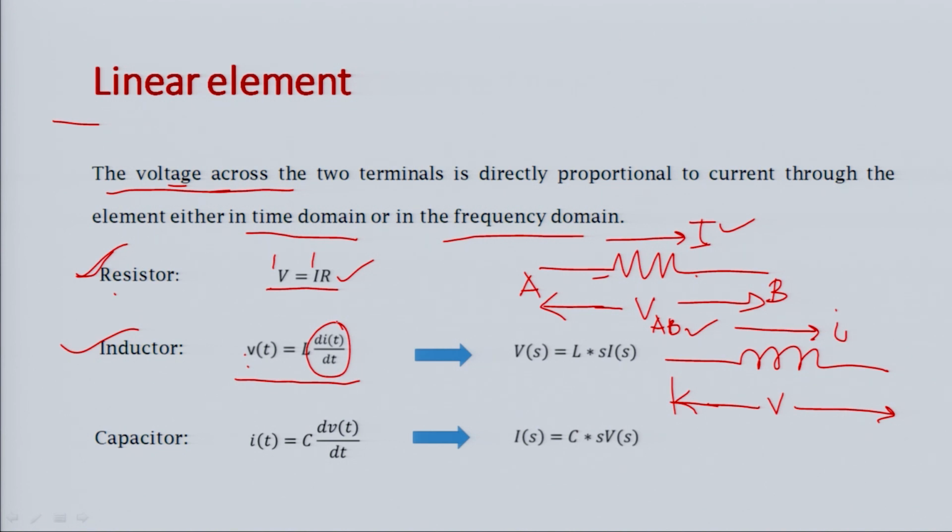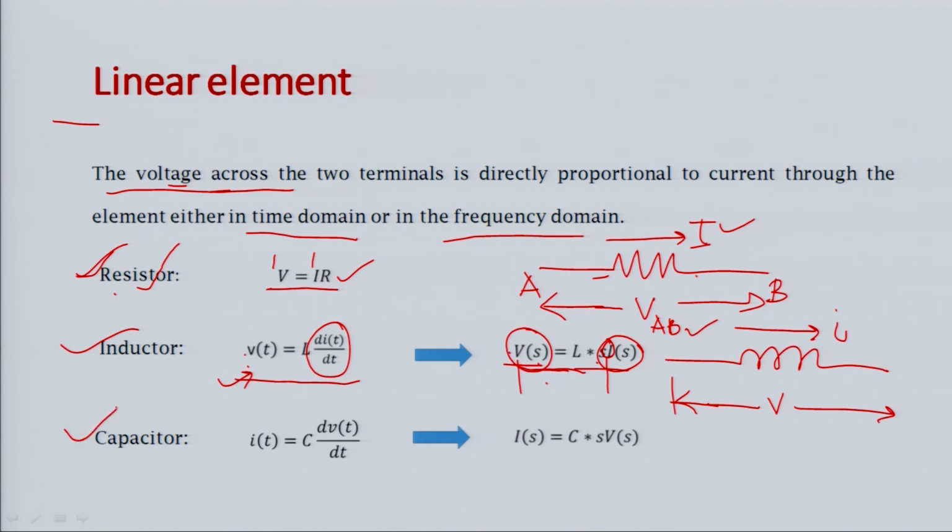So if we take the Laplace transform of this equation, we will get V(s), the Laplace transform of this voltage, equal to L into sI. It is in the frequency domain; we have taken the Laplace transform. By seeing this equation, we can say that V is directly proportional to I. So there is a linear relation between V and I in the frequency domain. There is a linear relation between V and I for the resistor in the time domain, but for the inductor there is a linear relation between V and I in the frequency domain.